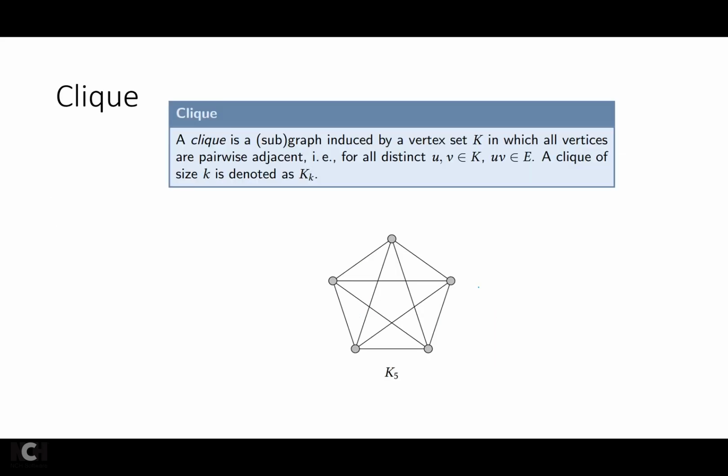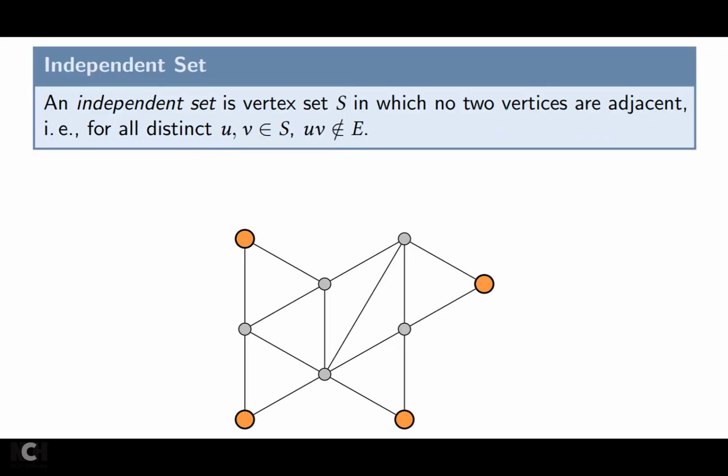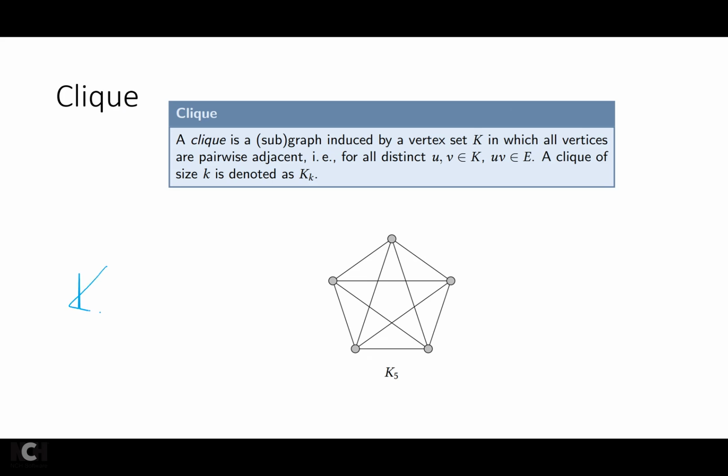And a clique is a subgraph induced by a vertex set K in which all the vertices are pairwise adjacent, for all distinct u, v. A clique of size k is denoted as K_k. If we have 3 nodes, this is the 3-node clique. If we have 4 nodes, this is the 4-node clique. A clique is a strongly connected subgraph. Every 2 nodes in that graph are connected.